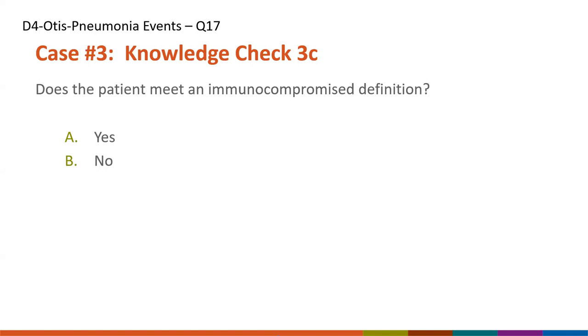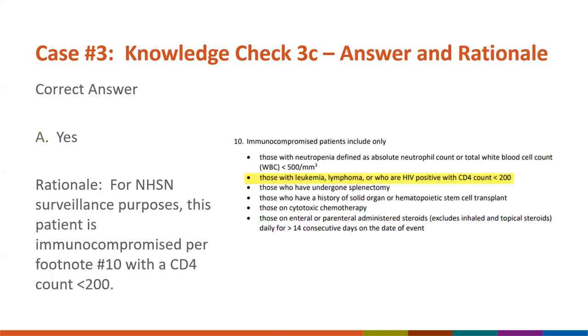And the correct answer is A, yes, which looks like the majority of you have said. NHSN does offer an immunocompromised definition in footnote number 10 of chapter 6. In this case, Mr. Opacity meets bullet number 2 with his most recent CD4 count of 180, which is less than the requirement of 200. And you can see that highlighted there on the right of the screen, the criteria and the bullet that he meets within that definition.